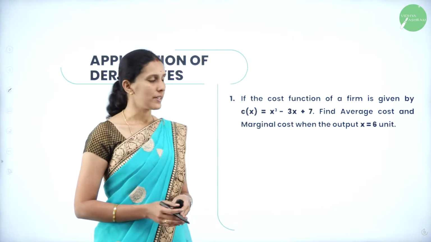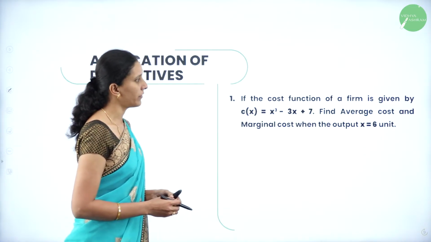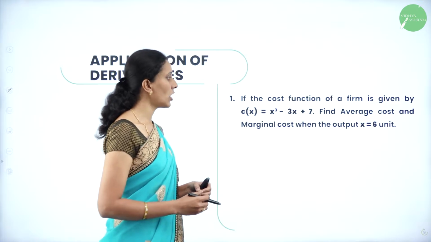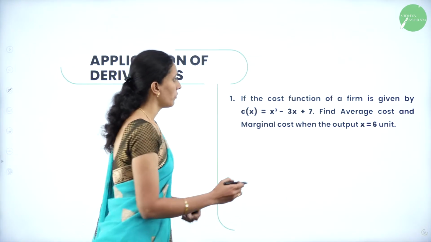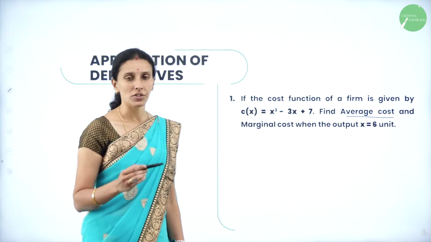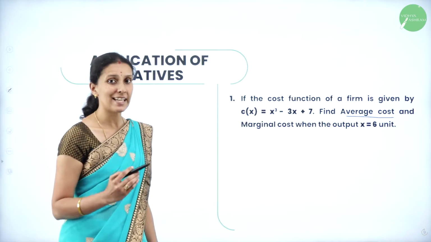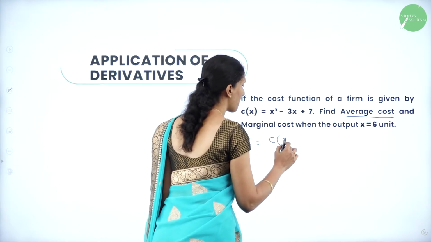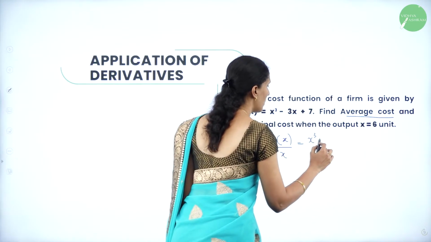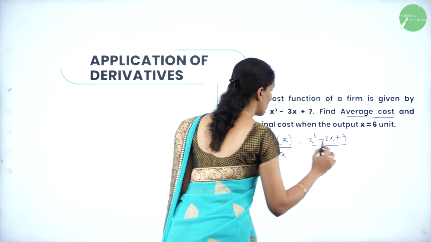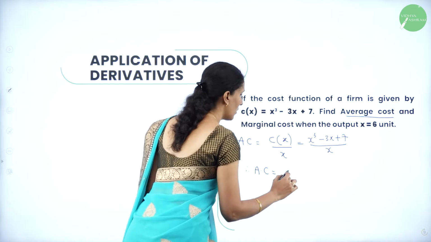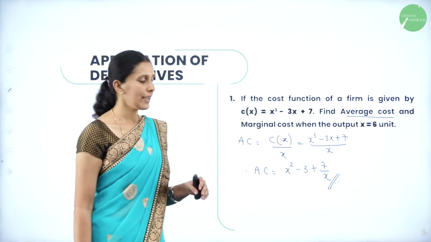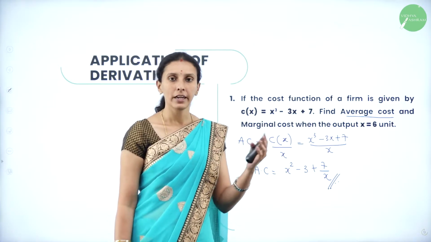So let's solve the problems now. The very first question is: if the cost function of a firm is given by C(x) = x^3 - 3x + 7, find average cost and marginal cost when the output x is equal to 6 units. We know that average cost is the total cost, or cost function, divided by the output sold, that is x. So average cost AC is C(x) divided by x, that is (x^3 - 3x + 7) divided by x. So average cost is equal to x^2 - 3 + 7/x.